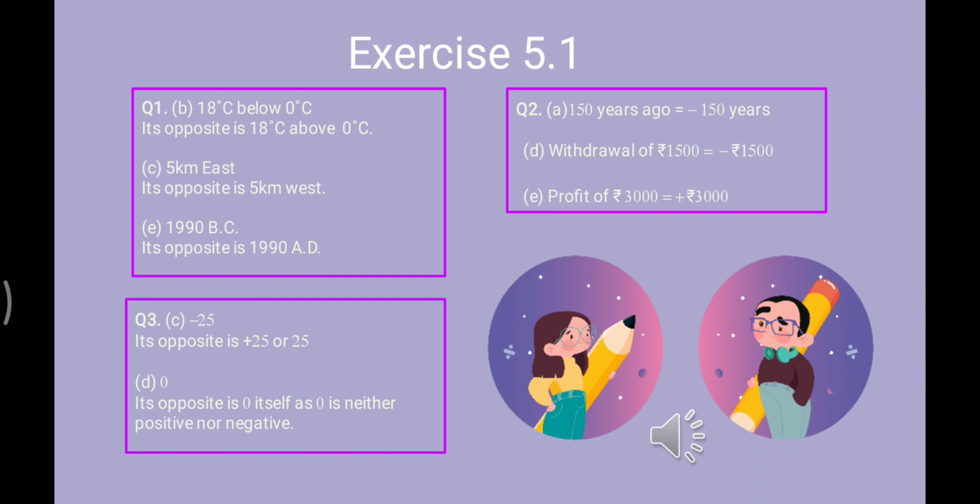In D part, we know that 0 is neither positive nor negative, so that means its opposite will be the 0 itself. Since it's the origin, it's in the middle, so its opposite will be the number itself, that's 0.